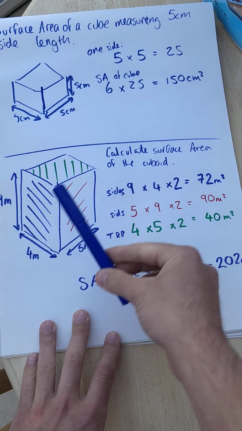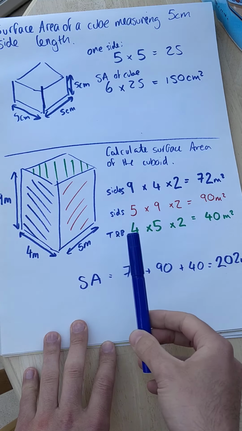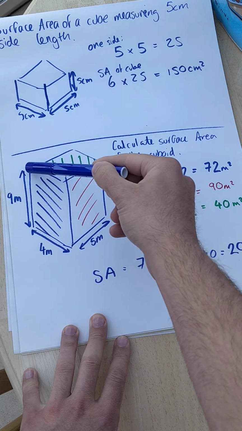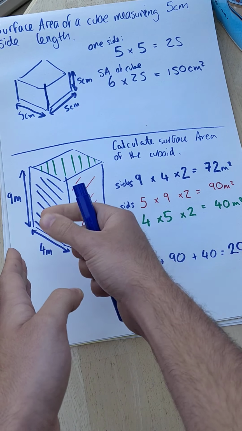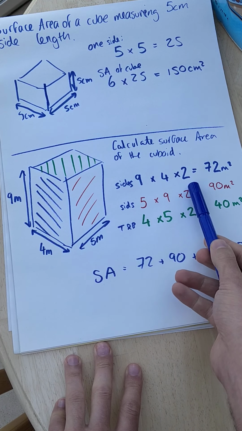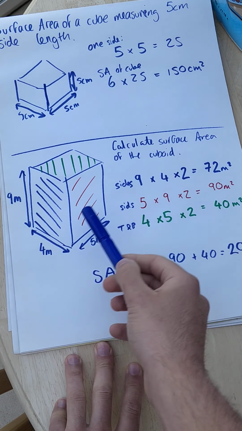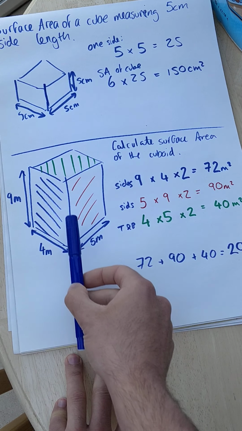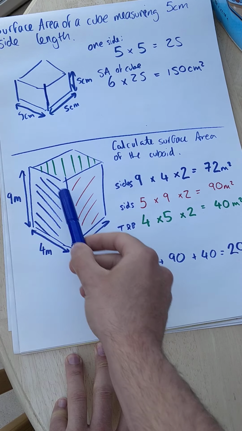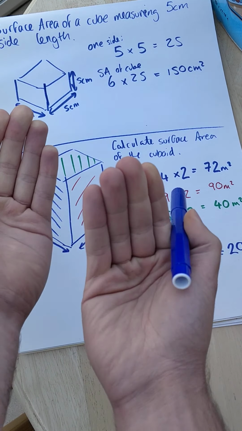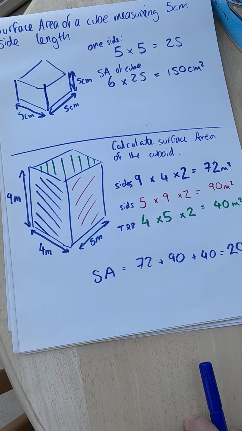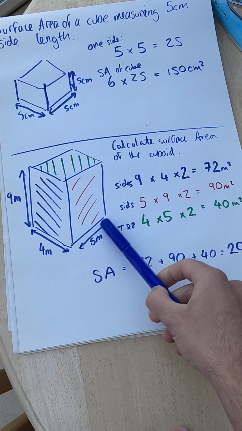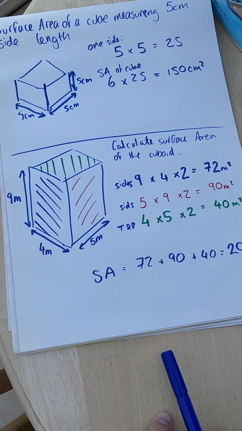So this is the way you're going to have to do the vast majority of those questions on Hegarty. Find the area of one side, but there's going to be another side that's the same. So remember to do it times 2. The area of this side here, 5 times 9, because 9 is the height of it. Then there's also the side around the back that you can't see. So 5 times 9 times 2 for that one, and the top and the bottom, 4 times 5, and times it by 2.